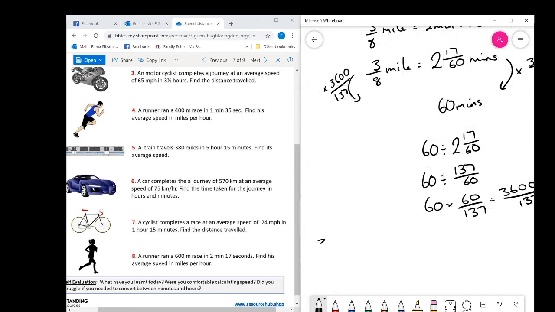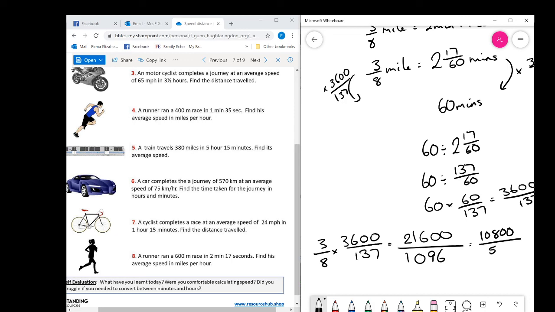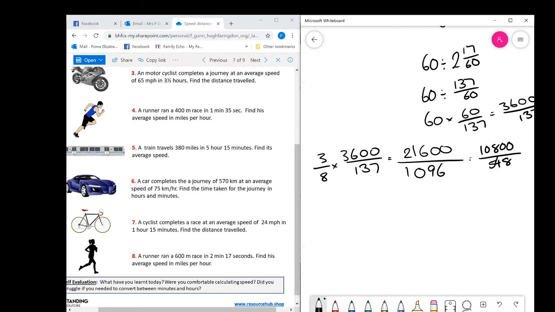Okay, so I've got to do 3 over 8 times by 3600 over 137. 36 times 3 is 216 with 2 zeros on. 137 times 8, 1096. They're both even, so I can half it. So that's 108000 over 548. They're still even. There's 5400 over 274, so still even. So that's 2700 over 137. Oh, I could have done some cross cancelling there, I see.